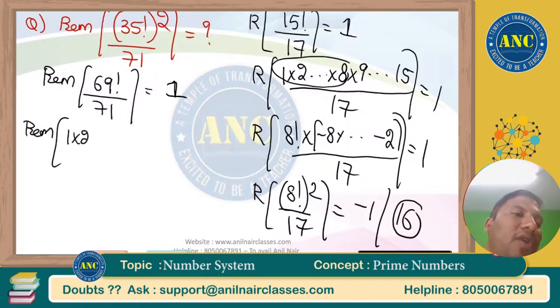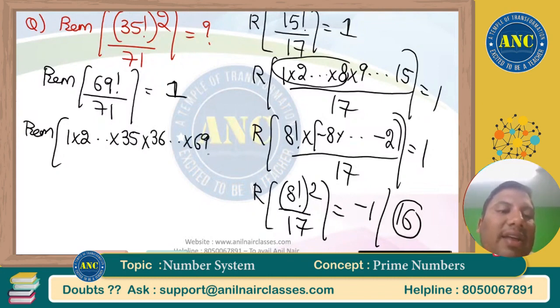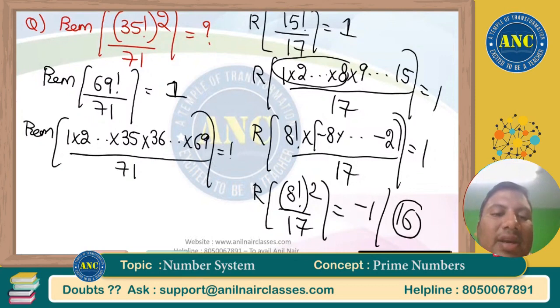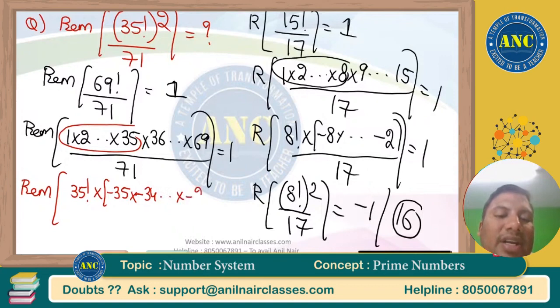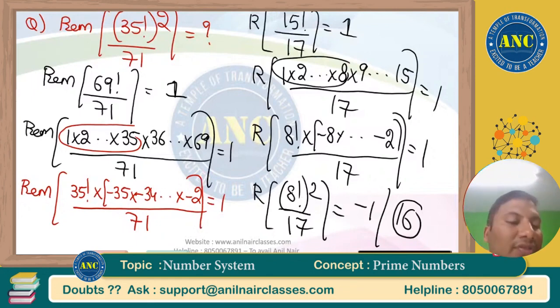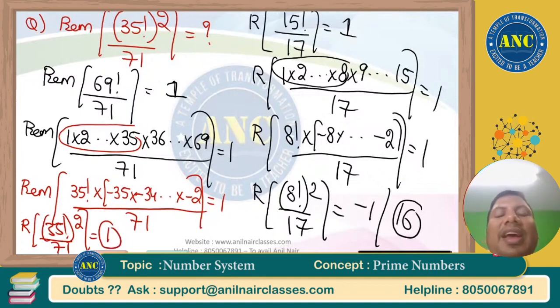69 factorial is 1 into 2 till 35, next 36 till 69, divided by 71. It is nothing but 1. Till here clear, right? Now 1 into 2 till 35 is nothing but 35 factorial. 36 by 71 is minus 35, minus 34, up to 69 by 71 minus 2. From 2 to 35, 34 negatives are there. So it is 35 factorial whole square divided by 71. Answer is 1.